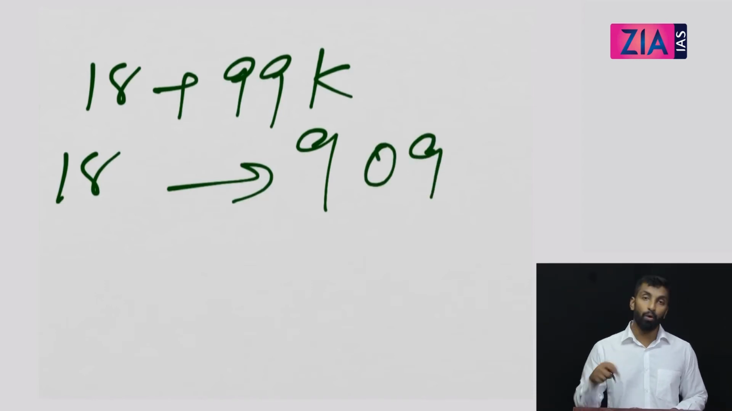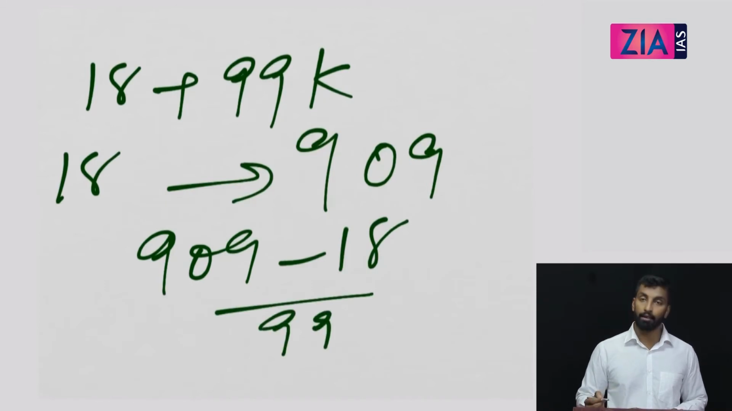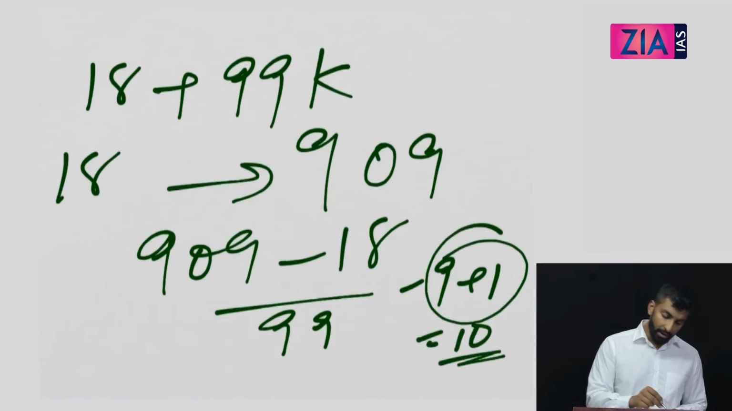909. So now what you need to do? Last minus first. 909 minus 18 divided by 99. That's what you need to do. 909 minus 18, you can do that, right? 899 minus 8, 891 divided by 99. You get 9. 9 plus 1 is equal to 10.